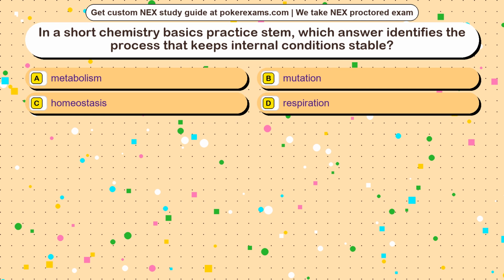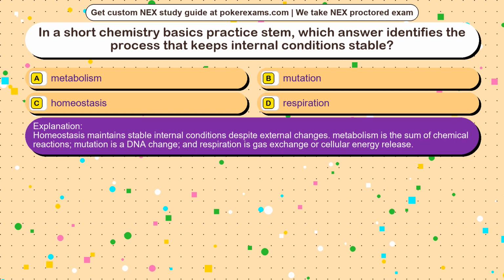The correct answer is option. Homeostasis maintains stable internal conditions despite external changes. Metabolism is the sum of chemical reactions, mutation is a DNA change, and respiration is gas exchange or cellular energy release.